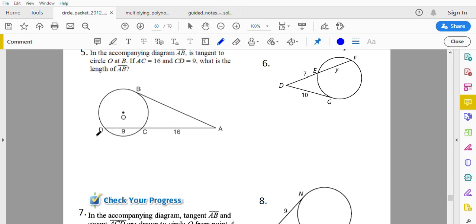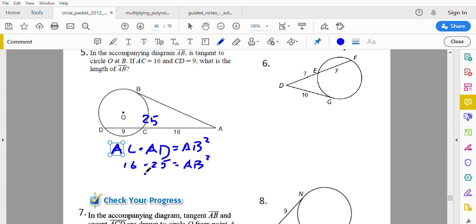AC is 16, CD is 9. What's the length of AB? Well, remember, it's going to be the outside times the whole thing. So last I checked, 16 and 9, this whole thing is going to be 25, and that's going to equal AB squared. Well, AC is 16, and the whole thing is 25, is equal to AB squared.